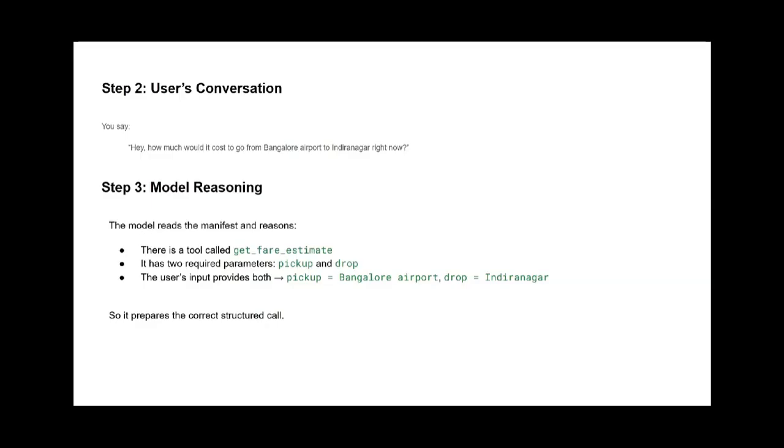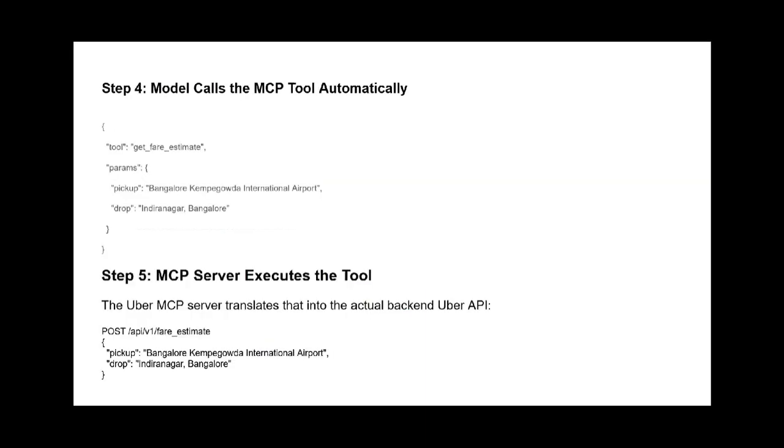Now, let's say someone has entered a conversation asking how much it will cost from Bangalore to Indiranagar. As soon as the user enters this, the model reads the manifest file and reasons that yes, there's a tool called get fare estimate which requires two parameters, pick up and drop. It checks the query entered by the customer for these two details, and it starts preparing a structured call.